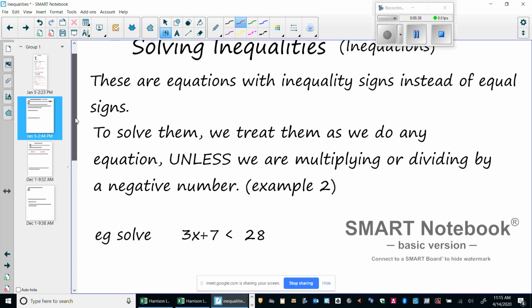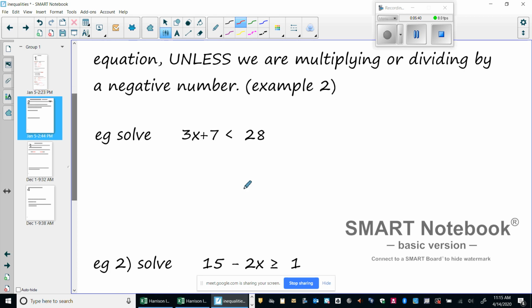Solving inequalities. If you remember, this is very similar to just solving normal equations. I'm just going to fly through it. Here we've got 3x plus 7, and we need to solve, which means we're going to end up with x as our final statement. We have to do the opposite, so we're going to subtract 7 from both sides. Some of you are forgetting to do it to both sides.